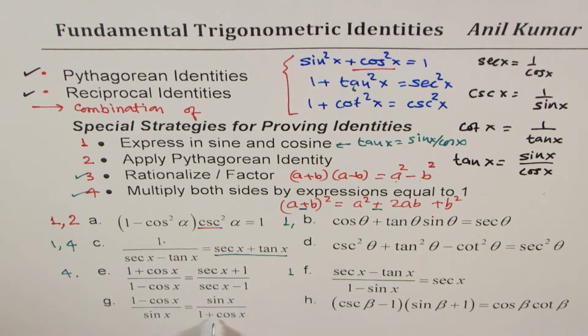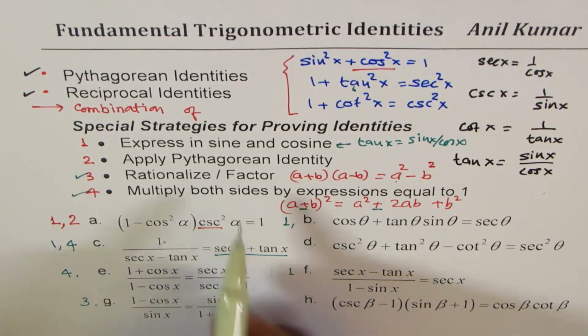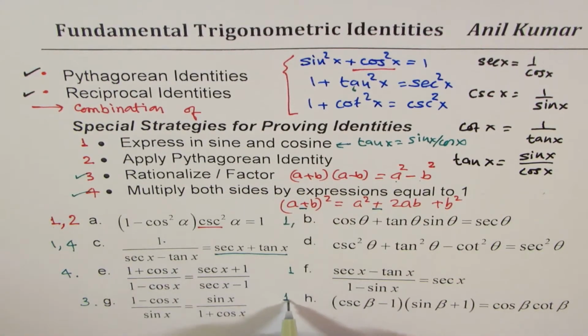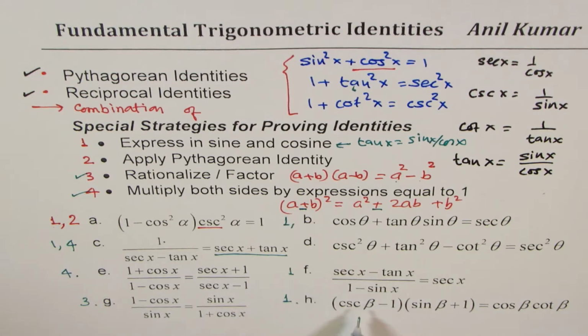In this case, you could multiply by the conjugate. So rationalize could be a good strategy. Here, cosecant, so that means express in sine and cosine, strategy number 1. So combinations help, right? So you'll find once you apply 1, you get sine beta plus 1 times 1 minus sine beta. So you may have to apply 3 also. So combination of 1 and 3 will help you solve this.